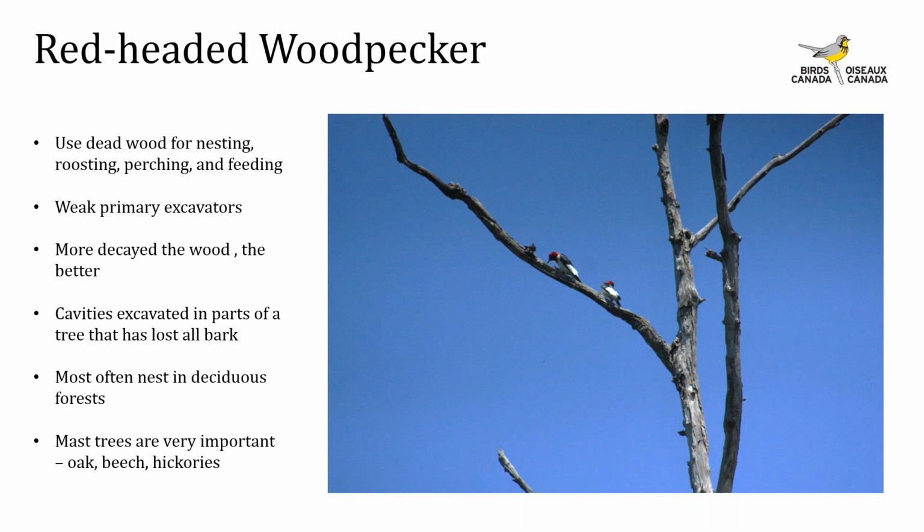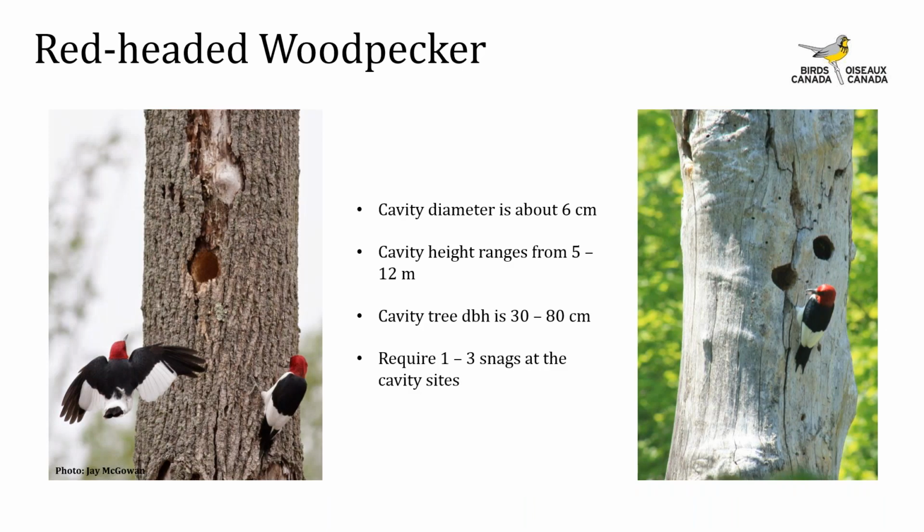Mast trees are also very important for fall caching, so a forest composition that includes oaks, beech, and hickory are enticing for red-headed woodpeckers. Their cavity diameter is about 6 centimeters, and the height of the cavity can range anywhere from 5 to 12 meters. The diameter of the tree can be anywhere from 30 to 80 centimeters diameter at breast height, so mature stands are important for red-headed woodpecker.